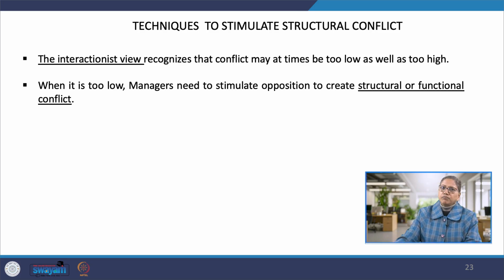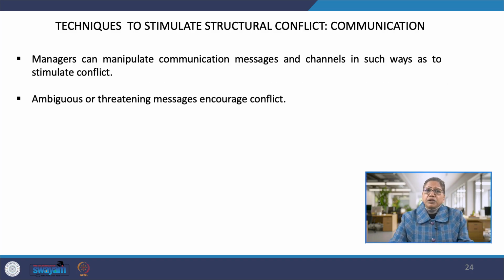So, the following discussion will talk about potential techniques to stimulate structural conflict. They have been derived from reviewing the sources of conflict. Managers can manipulate communications, messages and channels in such a way as to stimulate conflict. One such technique is communication. Managers can manipulate communication, or the messages and the channels in which the message is being posted, in such a way to stimulate some conflict.